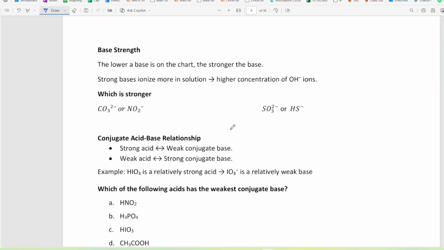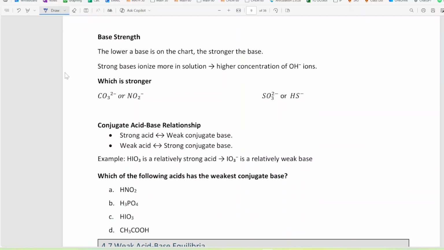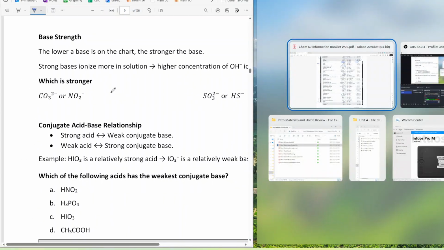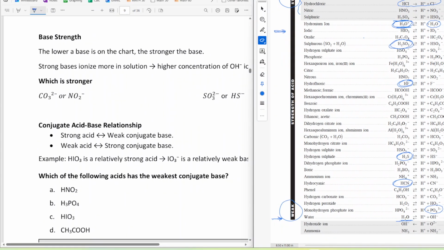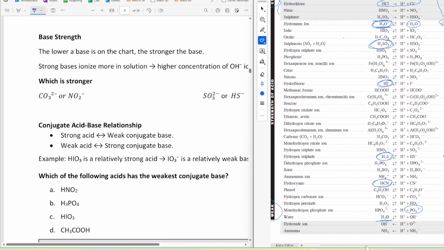Then lastly, if we look at base strength, it's the opposite. So the lower a base is on the chart, the stronger the base is. Strong bases ionize more in solution, so have higher concentrations of hydroxide ions. So if I want to determine which of these two is stronger, I'll just split my screen. You're now looking for them on the right-hand side, and the one that's lower is stronger. So with acids, higher is stronger. With bases, lower is stronger.